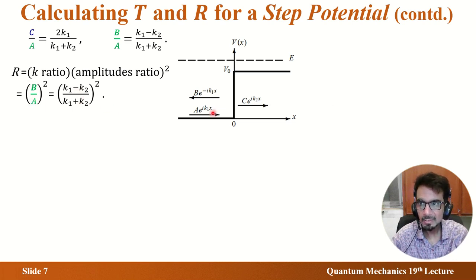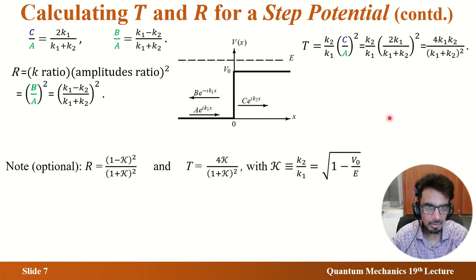That's the reflection coefficient. As far as the transmission coefficient, this time the k's are also different, so you have a k ratio as well. So k2 over k1. c over a I showed you in the previous slide. All in all, you simplify, you get that. So that's all. The first case is complete.